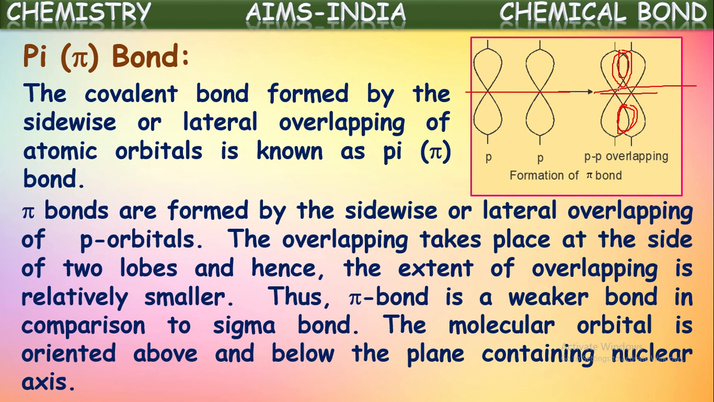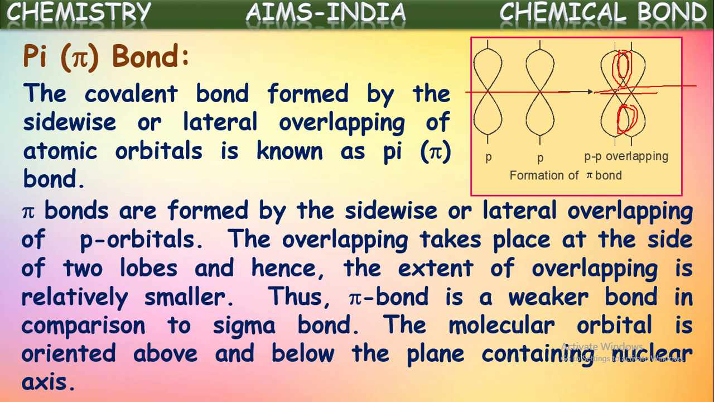Hence we say a sigma bond is stronger than a pi bond, because in sigma bond formation the extent of overlapping is maximum, as these two orbitals are on their axis of nuclei. When these two atoms approach each other, the overlapping occurs to the maximum extent, and hence the resultant bond, the sigma bond, is stronger than the pi bond. Okay, that is about pi bond formation.